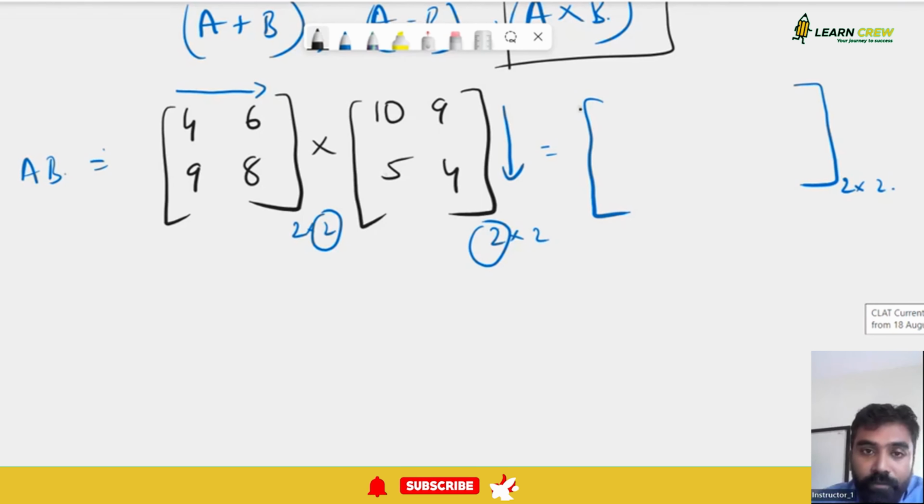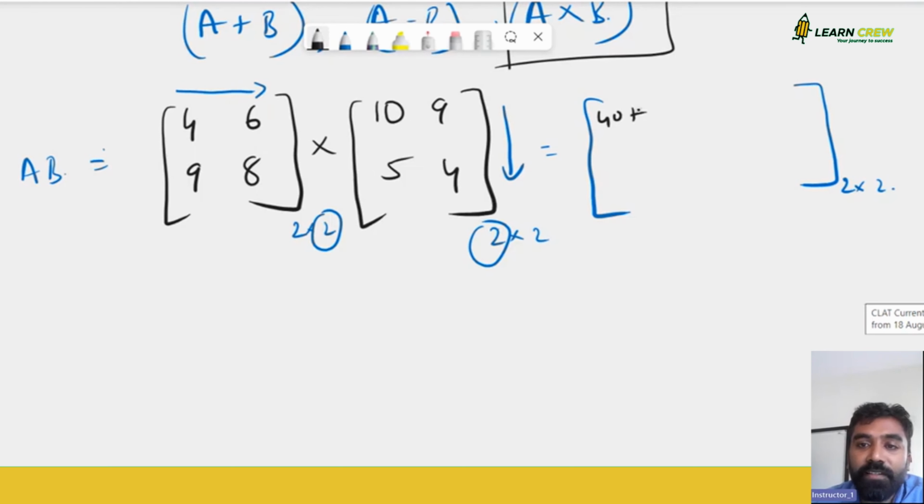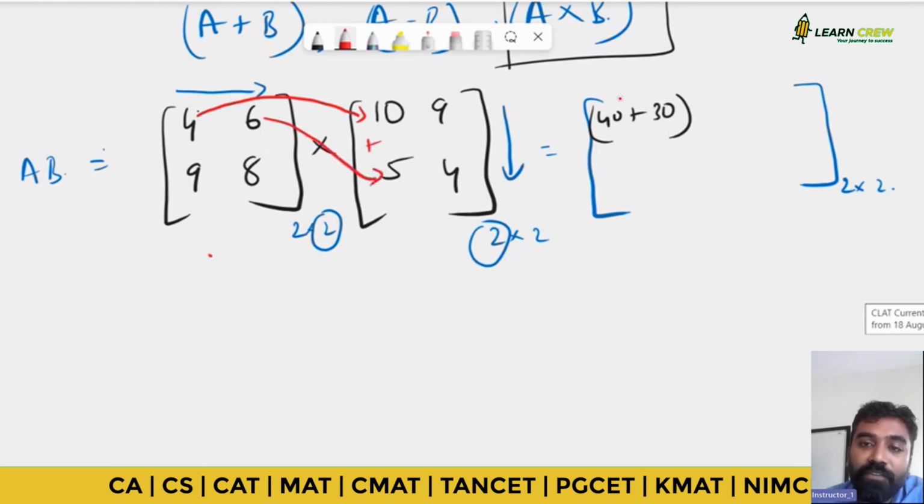Sir. Yes. 60, 88, 135, 104. Okay. The first element will be 4 into 10, 40 plus 6 into 5, 30, right? So now this element, okay, for other people, how will you multiply is this element into 10 plus this element into 5. This will be the first element of the multiplication.